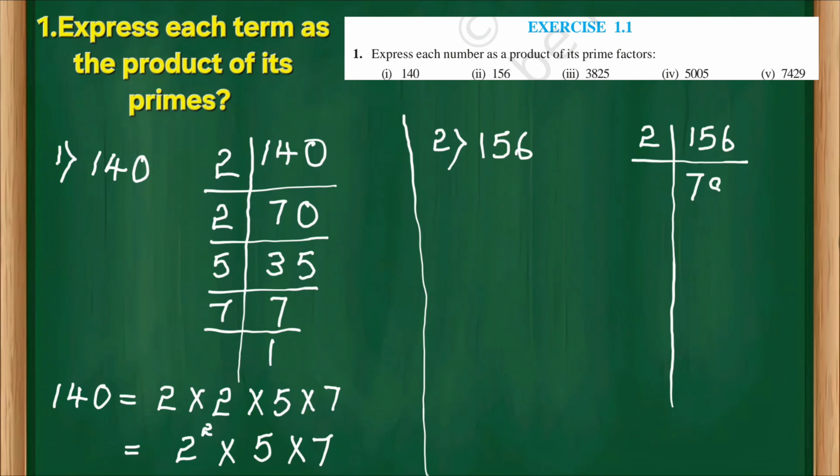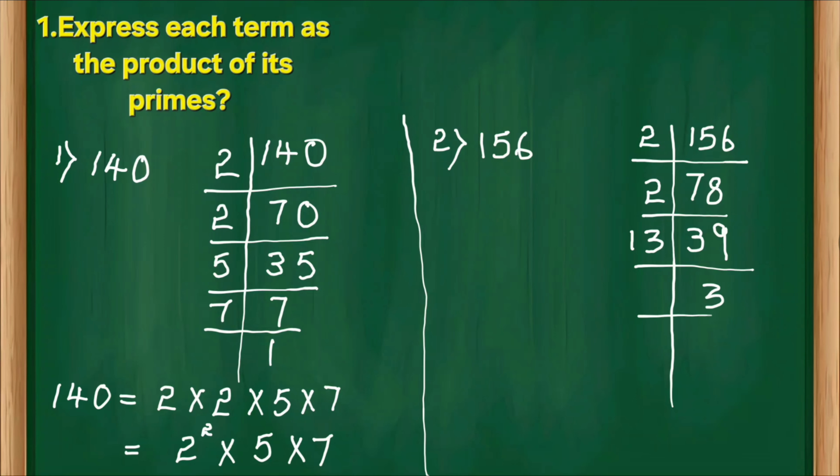So here again 156 can be divided by the smallest prime number, that is 2. After dividing it we get 78. Then 78 can also be divided by 2 and we get 39. 39 can be divided by 3 or by 13. So by dividing it by 13 we get 3. Again by dividing 3 by itself we get 1. So we have to keep on dividing until it gets completely divided.